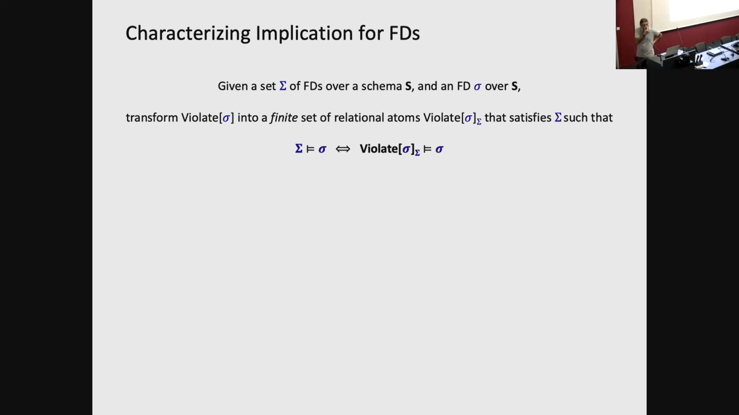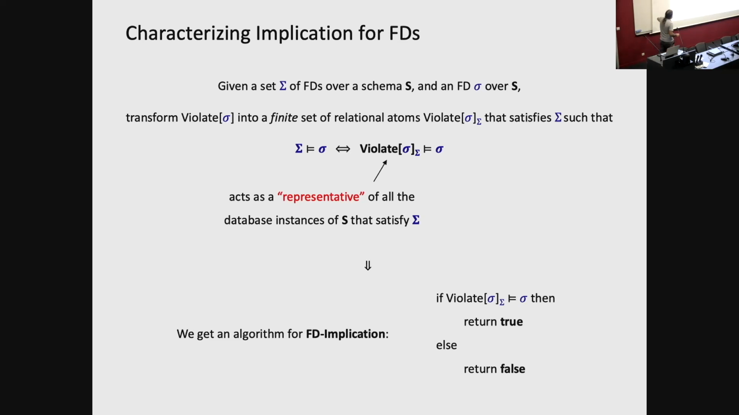That's the strategy. So I would like to characterize implication in such a way. And if I can do that, before saying that, you can think of this transformed set as a representative of all the database instances that satisfy sigma. You can think of it in this way. And I'll make this a bit more precise in a while.